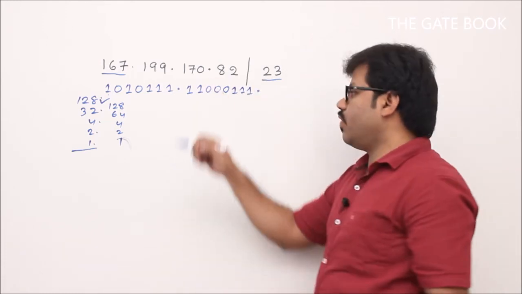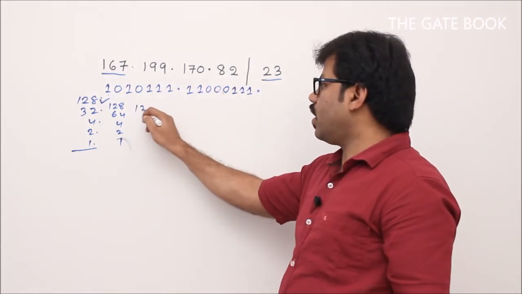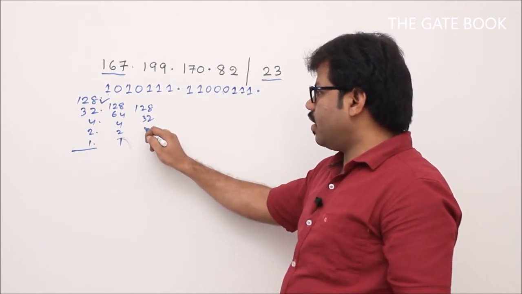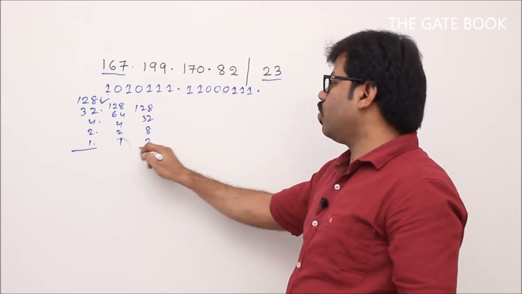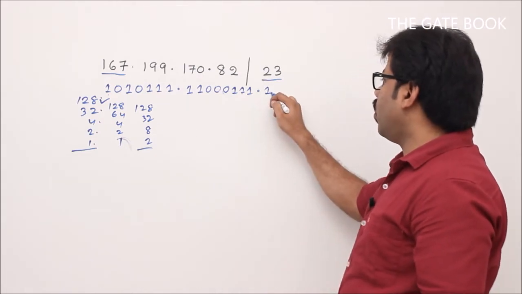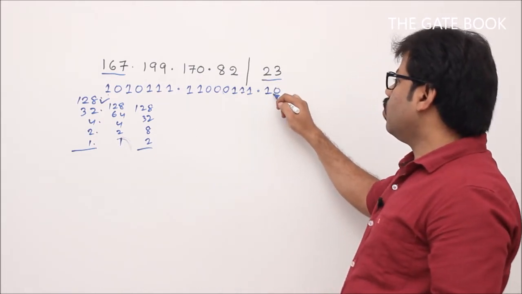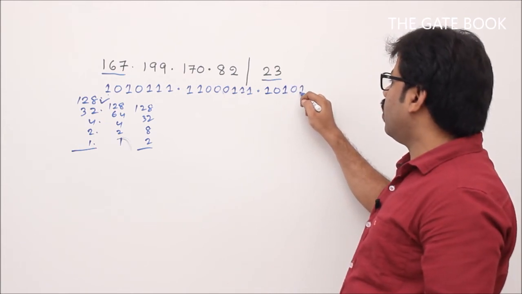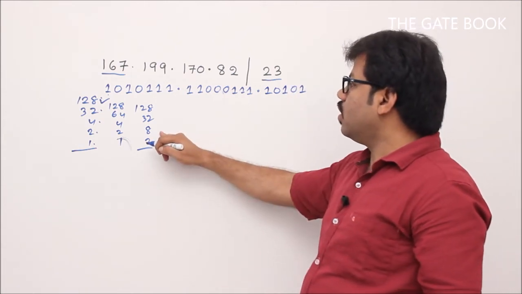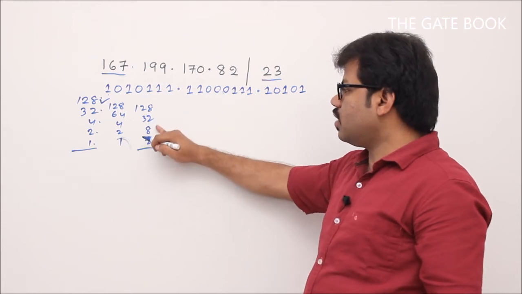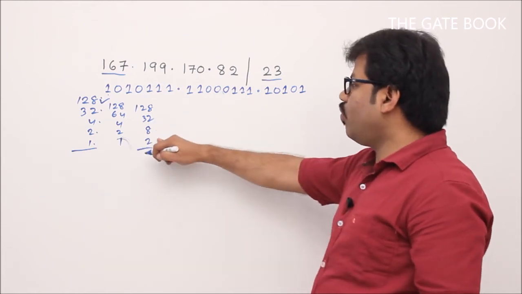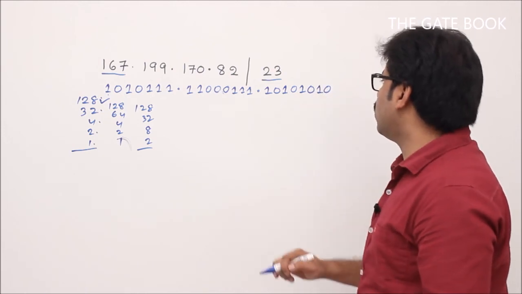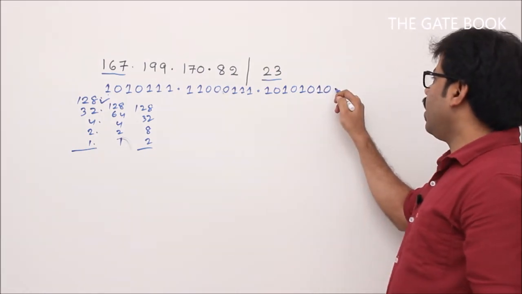Next, 170. 170 can be written as 128 plus 32, which is 160, plus 10. 10 is nothing but 8 plus 2, right? It means 1, then 0, then 1, then 0, then again 1. 8 is present, so 64 is absent, 16 is absent, 4 is absent again, then 2 is present. So this is 1, 0, 1, 0, 1, 0, 1, 0, followed by 82.